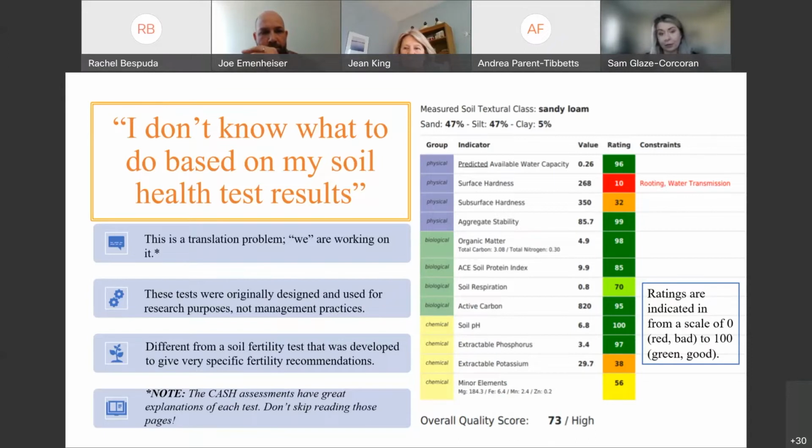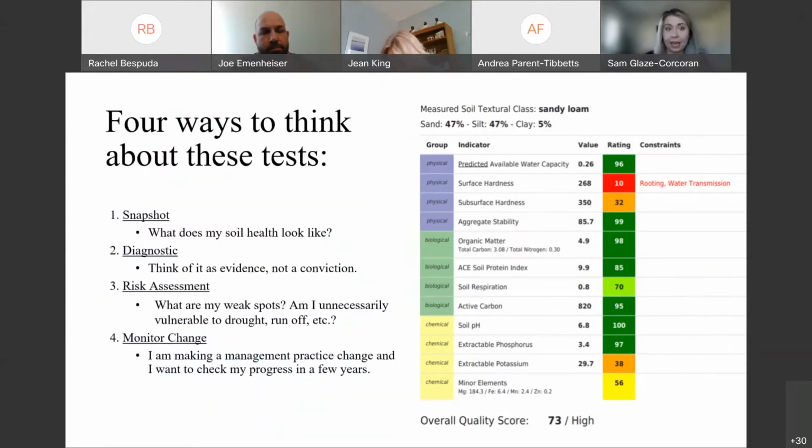These tests are also very different from a soil fertility test, which I think just about everyone is very comfortable with. Traditional soil fertility test, you send it into the soil lab and you say, I want to grow this crop. And we say, okay, here's how much phosphorus and potassium you have, calcium, magnesium. Here's how much you need to add in order to grow this crop. And it's very formulaic. And the soil health tests, at least at this current state, are not very formulaic. And so it leads us to the question then of, okay, how do we use these tests?